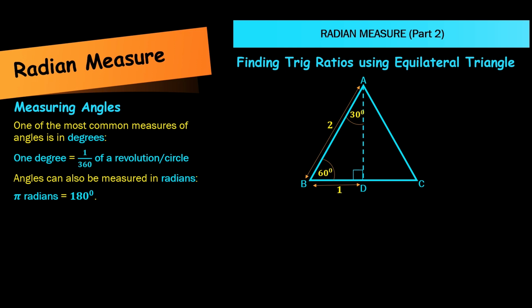If we drop a perpendicular from A to D, the centre of BC as shown, then the side length BD has length 1 unit. The angle now created, BAD, is equal to 30 degrees. And using Pythagoras, we can find that the side length AD is √3 units.